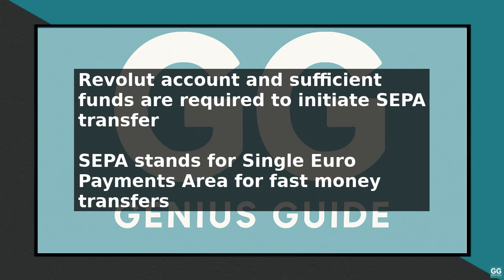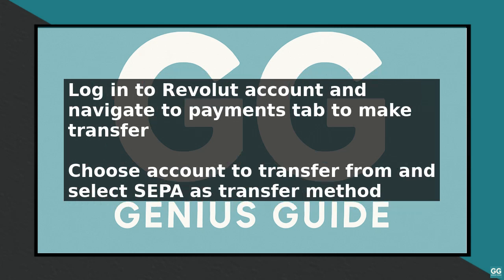Next, enter the recipient's details, including their name, IBAN number, and BIC or SWIFT code. The IBAN number is a unique identifier for the recipient's bank account, and the BIC or SWIFT code is a unique identifier for the recipient's bank. You can usually find these details on the recipient's bank statement or by contacting their bank directly.